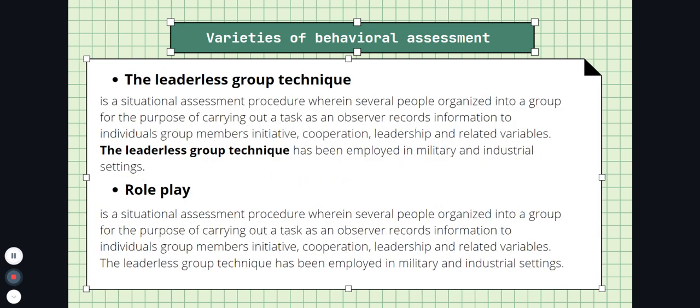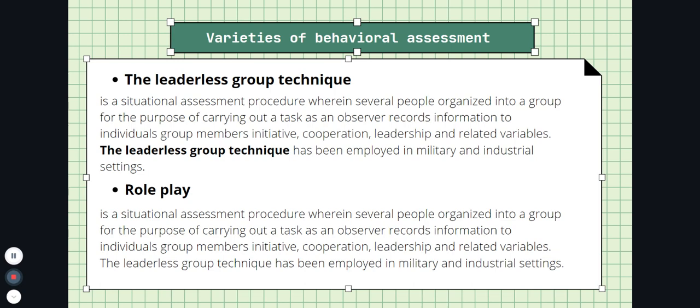So next, we have the leaderless group technique. This is a situational assessment procedure wherein several people organize into a group for the purpose of carrying out a task as an observer records information on individual group members' initiative, cooperation, leadership, and related variables. The leaderless group technique has been employed in military and industrial settings.